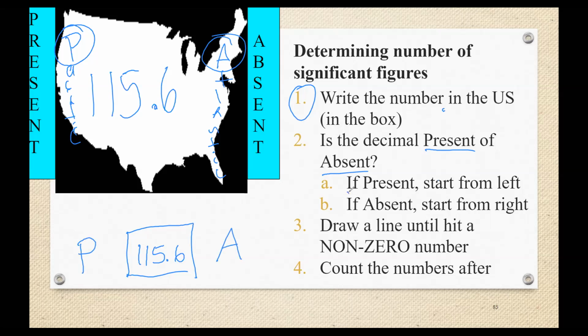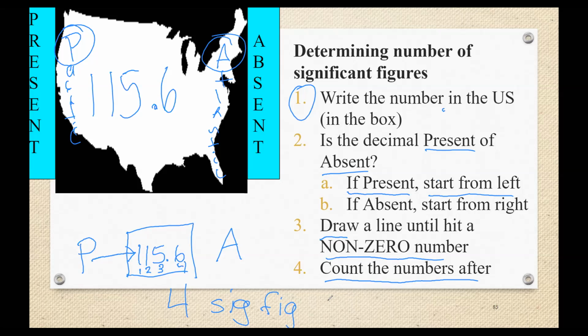So if the decimal is present, we're going to start from this left side and draw a line until we hit a non-zero number. Eventually we're going to hit this number right here. This number is not 0, so we are going to stop right there. Now we're going to count every number after it. Well, we've got 1, 2, 3, 4. So we say that this has 4 significant figures, or sig figs.